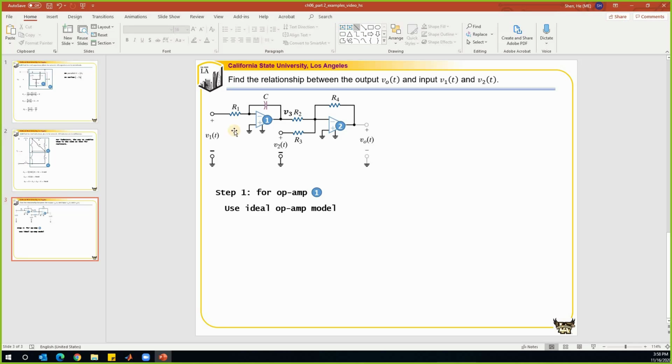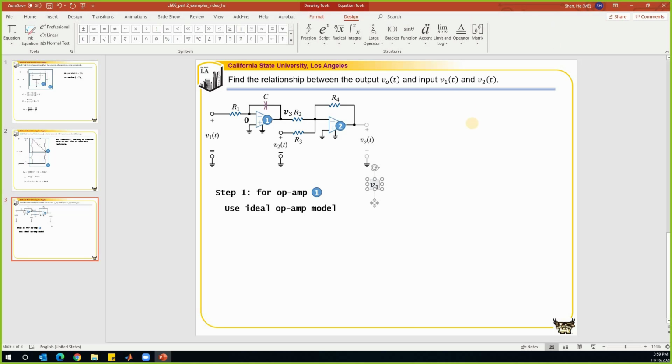And over here, since V plus is connected to ground, which is 0, we know that this node has a nodal voltage of 0. And then we will write the equation at this node. The current leaving this node, or the current going into this op-amp, is 0. So the current going into this node through this branch can be calculated by using V1 minus 0 divided by R1. And the current going into this node from this branch is C times dV/dt.